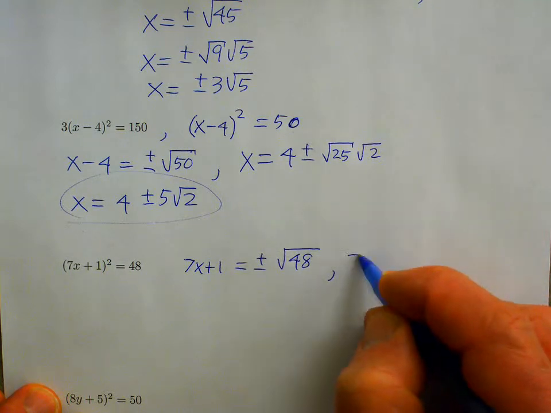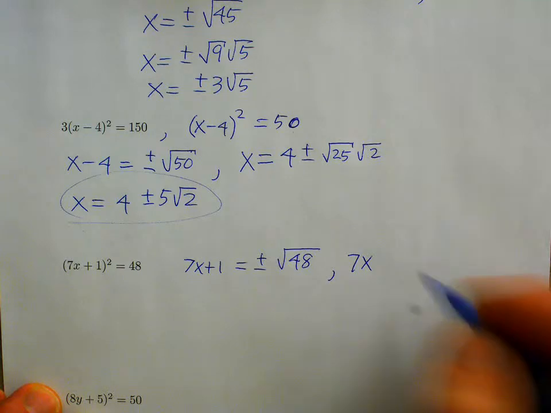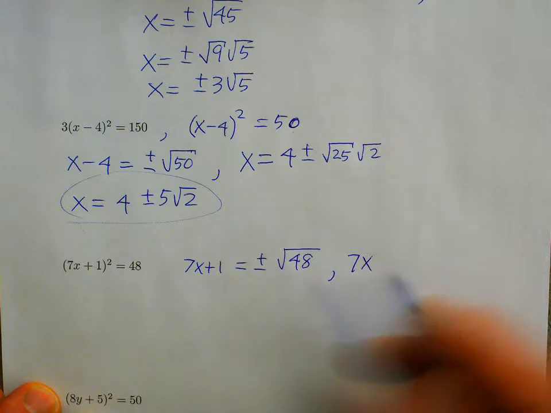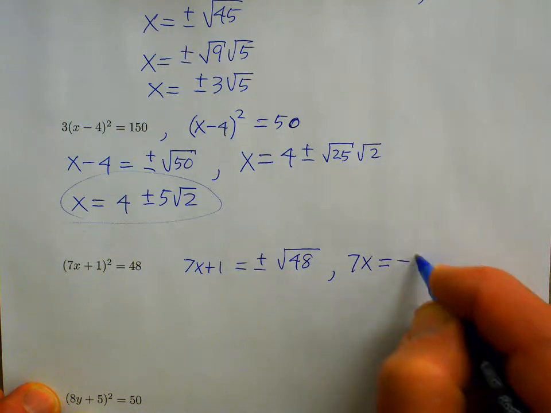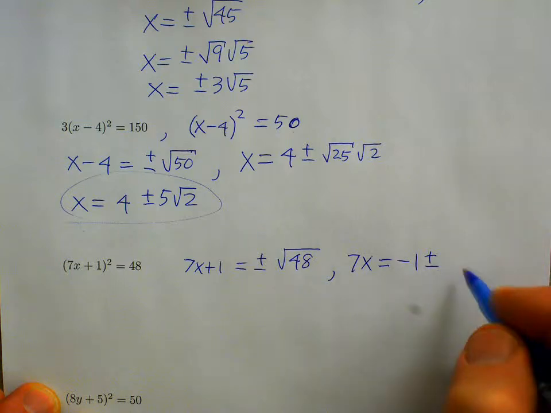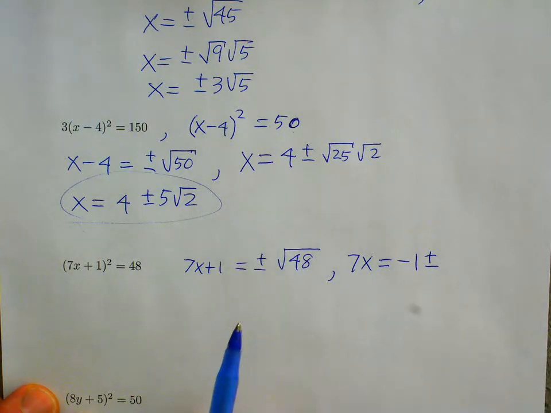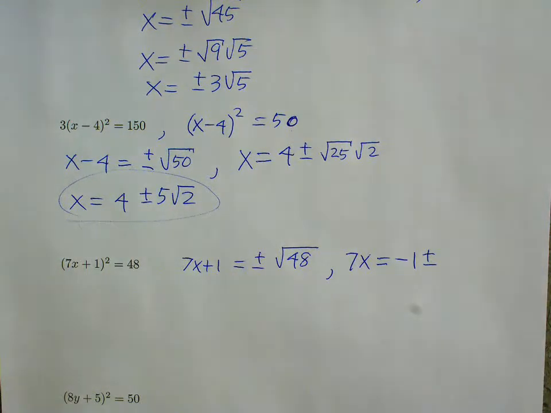So we can start by subtracting 1 from both sides, and then also work on simplifying the square root of 48. So 7x equals negative 1 plus and minus the largest factor of 48 that's a perfect square, the square root of 16 times the square root of 3. Anybody online? What's the largest factor of 48 that is a perfect square?